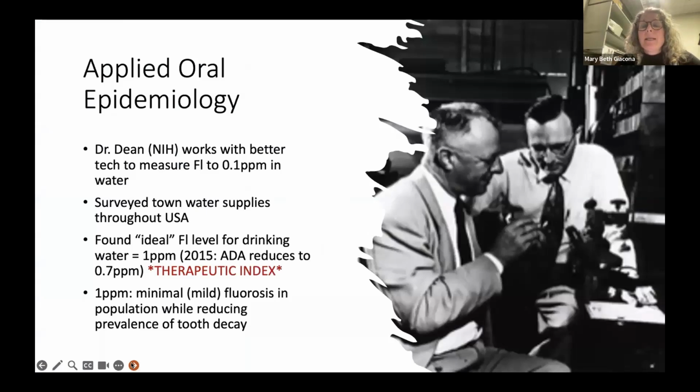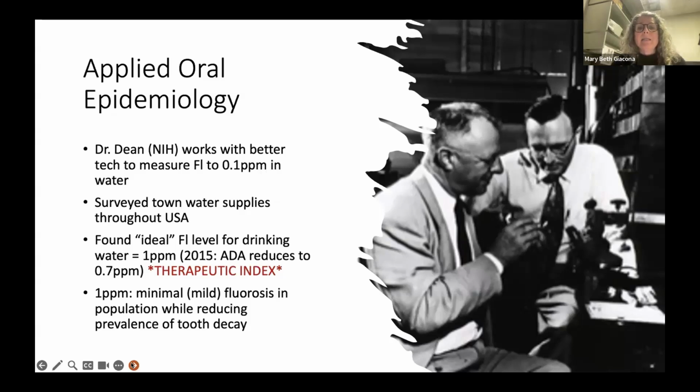So then our public health warriors came on board, and they figured out how to use this new technology so that they can measure fluoride more specifically and down to pretty low levels. And they started surveying water supplies throughout the United States. And what they ended up doing with all of this hard work was that they found this ideal fluoride level. Again, this is all naturally occurring fluoride, but water with about 1 part per million fluoride in it ends up being the sweet spot, right?